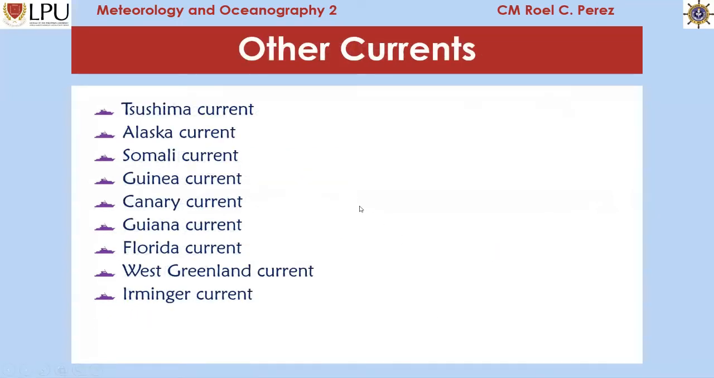And then we have other currents, which are the Tsushima Current, Alaska, Somali, Guinea Current in Africa, and the Canary Current, which was used by Christopher Columbus to discover America. So it was not intentional that he would go there, but the vessel was brought by the current and the winds, which is the same clockwise direction in the northern hemisphere.